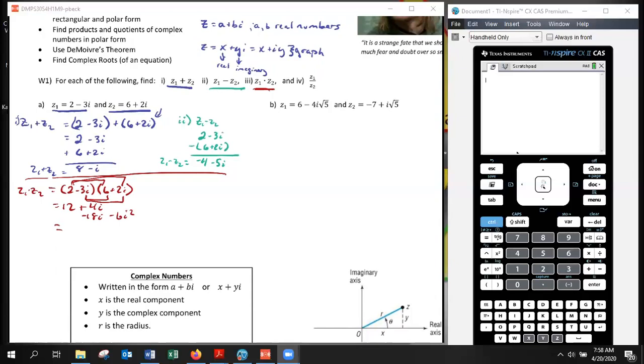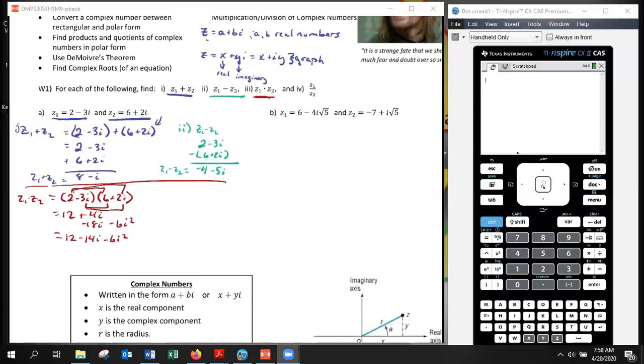Now let's simplify. 12 minus 14i minus 6i squared. This is great, except I'm going to go back to every complex number having the form a plus bi. And we don't have the form a plus bi because what we have is this negative 6i squared, which means we're going to have to remember that i squared is equivalent to negative 1. And we're going to explore the graphical beauty of that probably in our second video. But let's go ahead and algebraically look at i squared equal to negative 1.